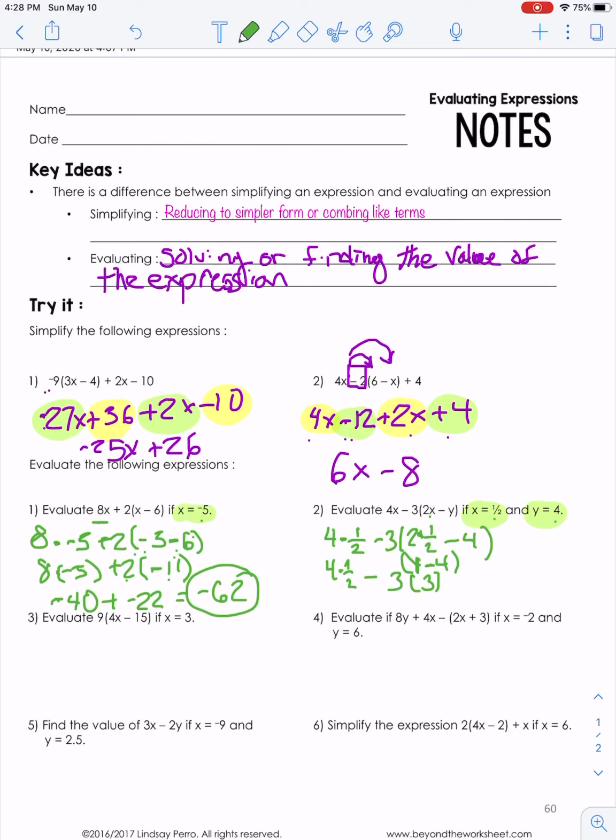So next we do our multiplication. So we have 4 times 1/2, or half of 4, which is 2, minus 3 times 3, which is 9. So we have 2 minus 9, which is negative 7.